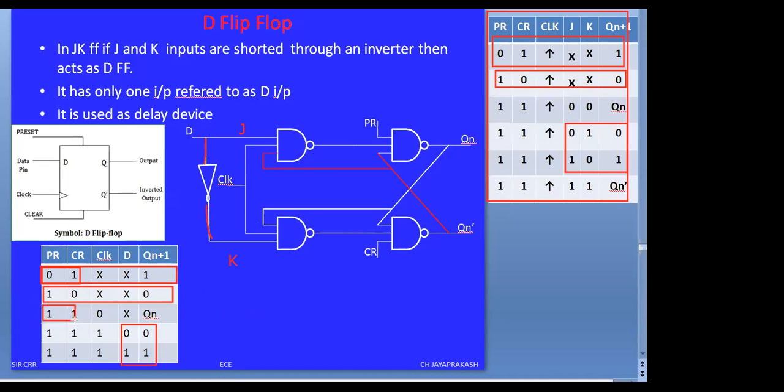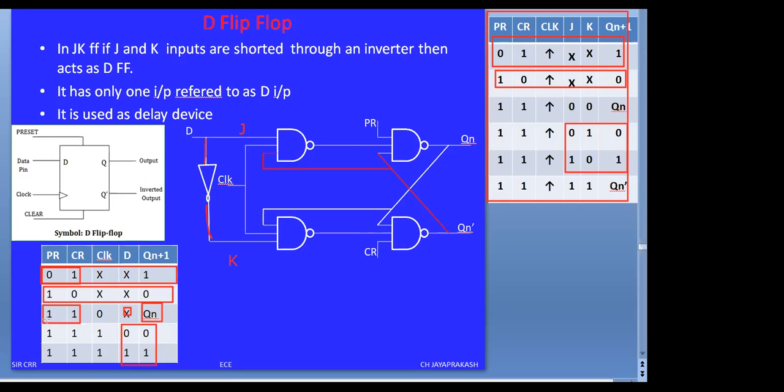When both the pins are 1 1, if you don't apply the clock, what happens? Clock 0, whatever may be the value, the output will be equal to Q of n, the no change condition. That means initially the present state remains in the present state.